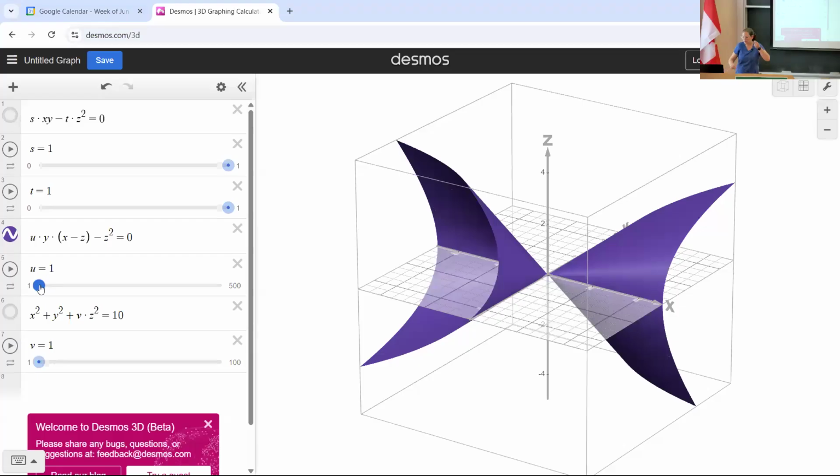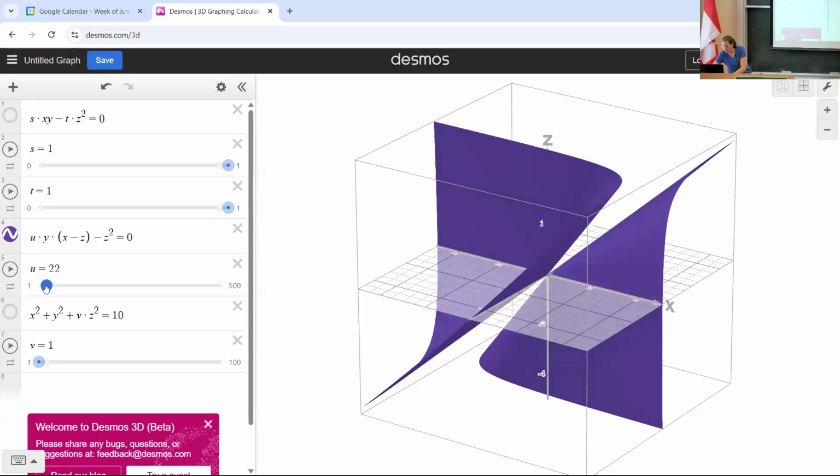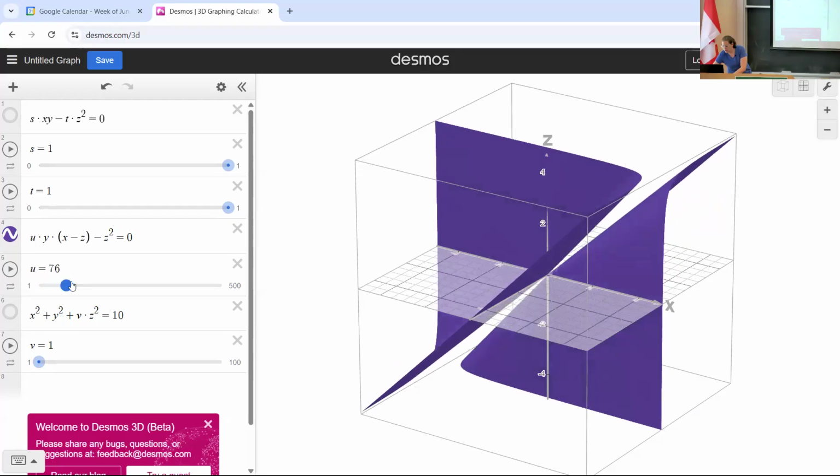So here we have y is going to be our most important variable. So y is the thing that we're going to focus on. And we're going to focus on it by taking this slider that's attached to y and taking it from 1 to 500. So here, what we're doing is we slide like this.